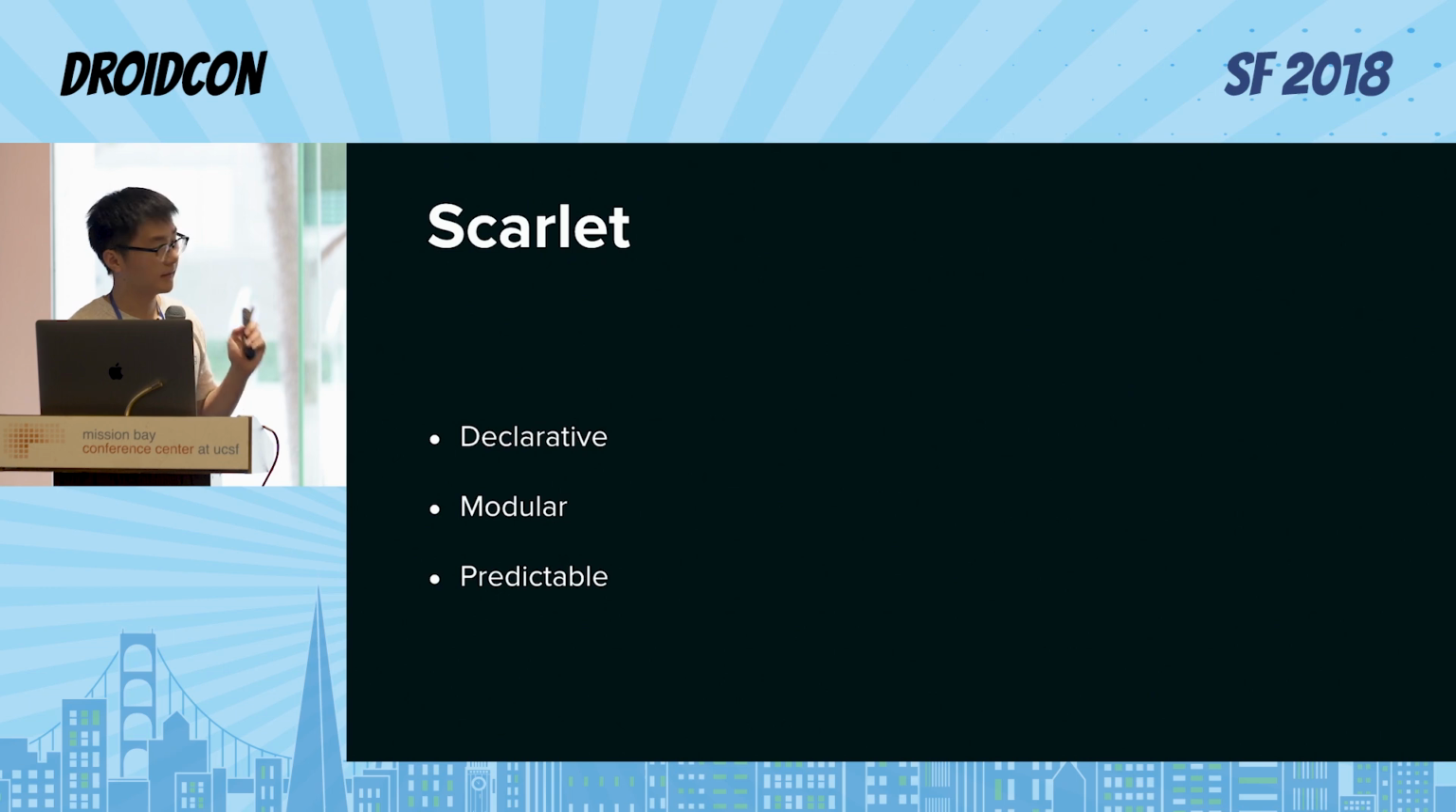Let's move on. And just to recap, Scarlet is declarative. It makes WebSocket as simple as 10 lines of code. It's also modular. You can use any WebSocket or JSON library with Scarlet. Scarlet is also predictable because it's driven by an immutable state machine.